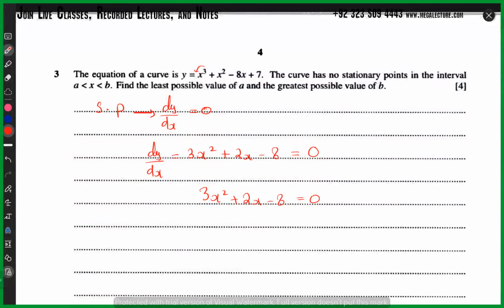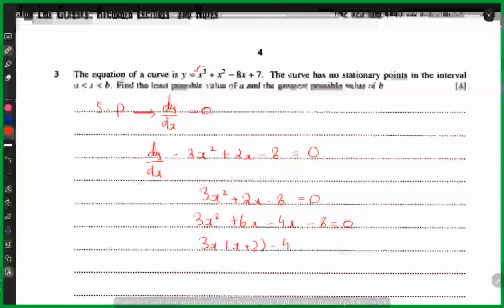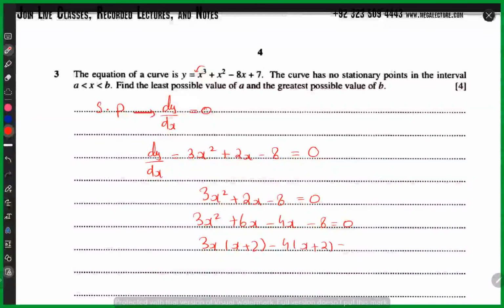Minus 4 and plus 6. Yes, 4 and 6, right? Very good. So this would give you 3x squared plus 6x minus 4x minus 8 equals 0. 3x common, x plus 2, minus 4 common, x plus 2. And finally, it is going to give you x equals negative 2 and x equals 4 by 3. So these are the two values of x.